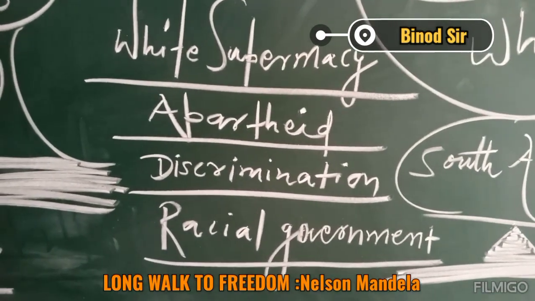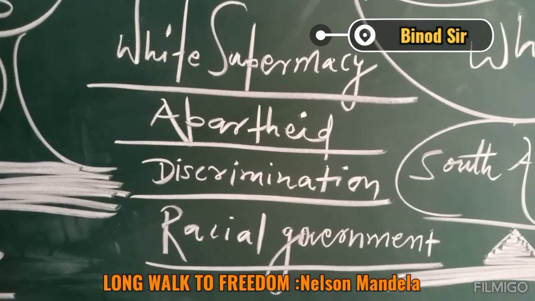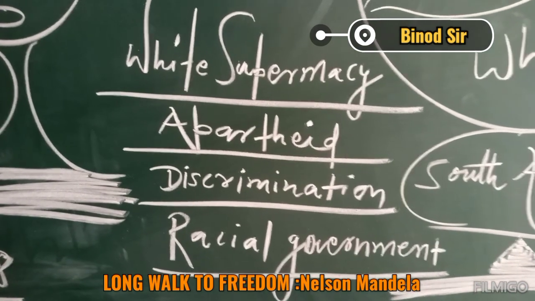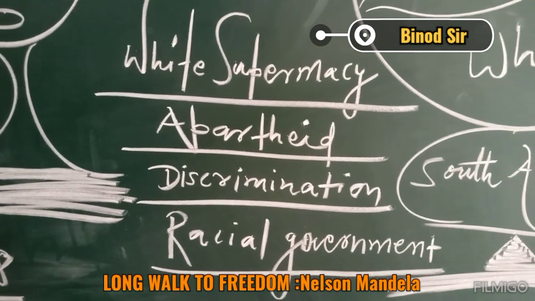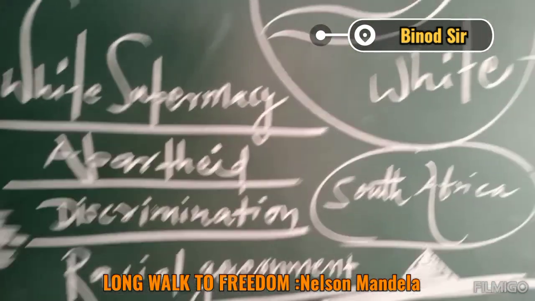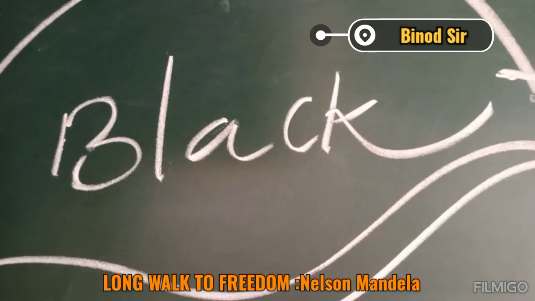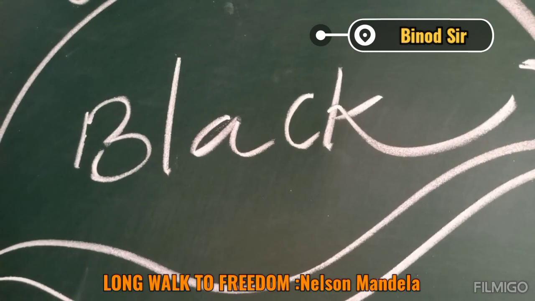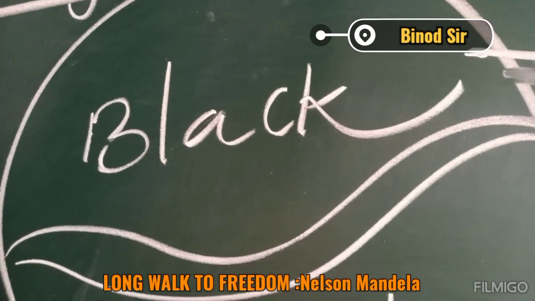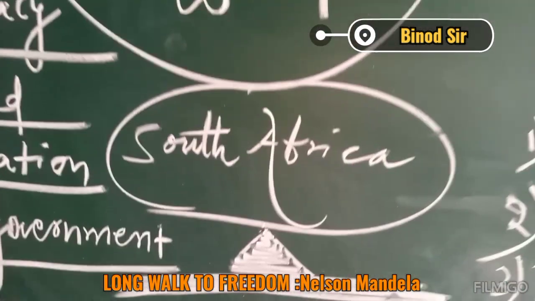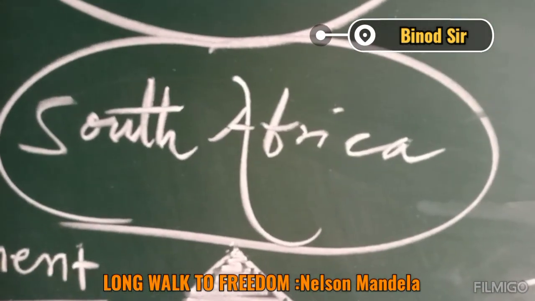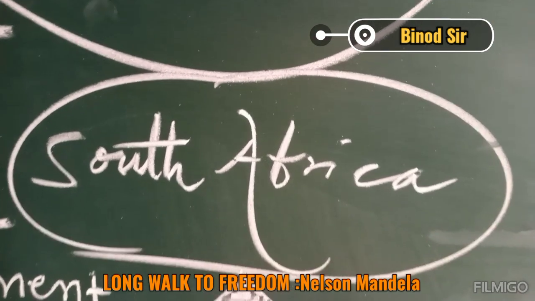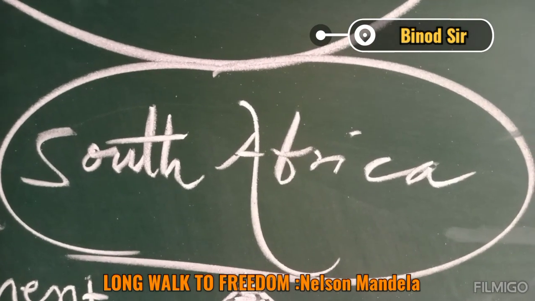Before the birth of Nelson Mandela, that is, before 1910, white supremacy, apartheid, discrimination and racial government were launched by the white skinned people in South Africa. That's why the black skinned people were deprived of equality, rights, justice and everything in South Africa, which was their own country. In his own country, he was discriminated against, exploited, dragged and deprived of all fundamental rights.